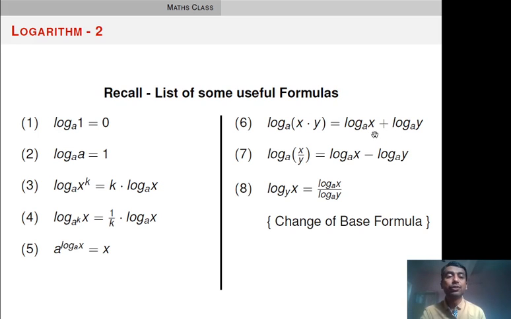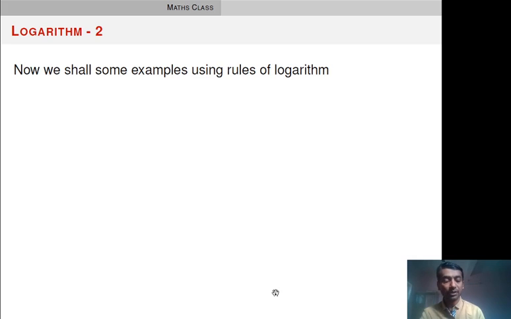Subtraction of separate log functions will be converted into division with a common log function, provided the bases are equal in each logarithm function. It means you can see that on the right hand side, log x and log y both have the same base a. Only then can we apply this rule. If one of the functions has base a and the other function has base b, then the rule cannot be applied. So be careful about this, and obviously rules number 1, 2, 3, 4 will be useful when we are solving the examples using rules number 6 and 7. So let's proceed to the examples.